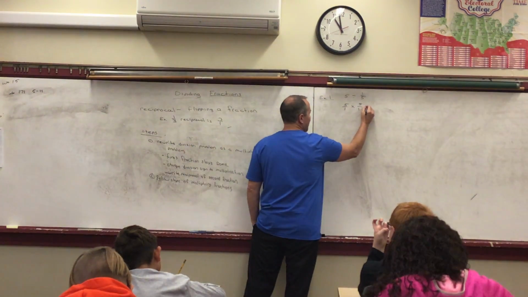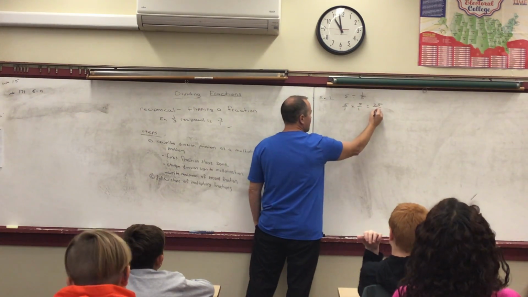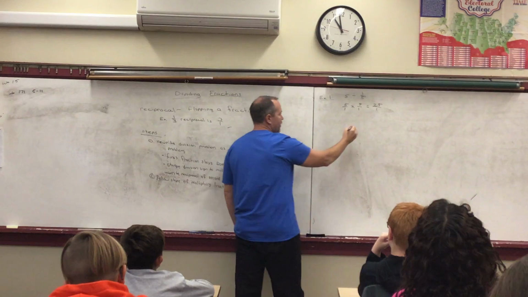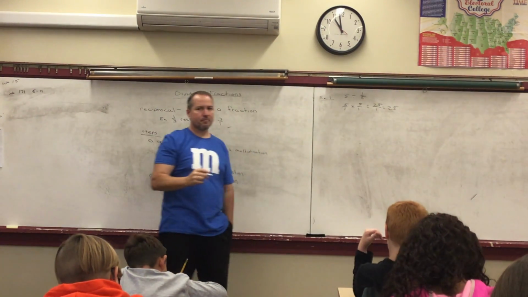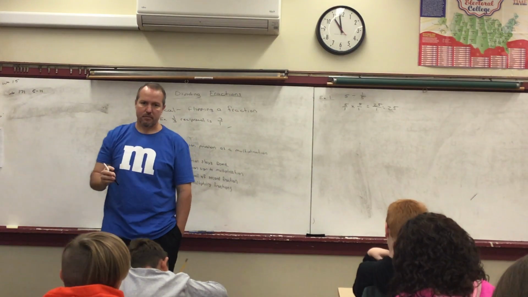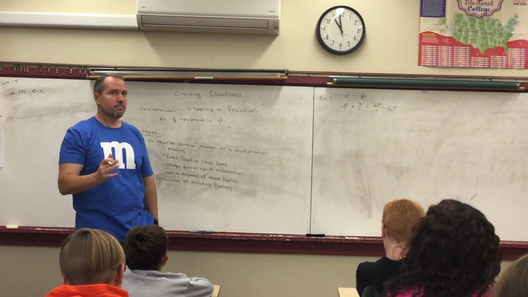So I simply multiply it. Top times top gives me 25. Bottom times bottom gives me 1. And 25 over 1 is the same as 25. Is that simple?